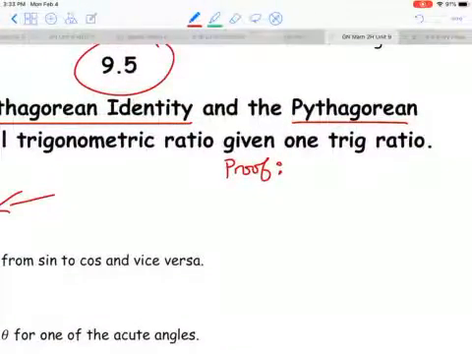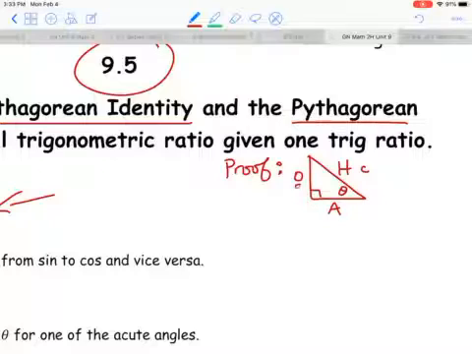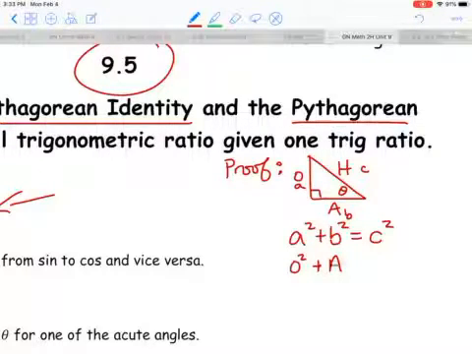You don't have to know how to do the proof. I just want to show you because it's kind of cool. So if you take a triangle and label it HOA, and I need my theta, and then we could also label it A, B, and C from the Pythagorean theorem. So my Pythagorean theorem is this equation right here, which in our picture, a is O squared, little b is A squared, and little c is H squared.